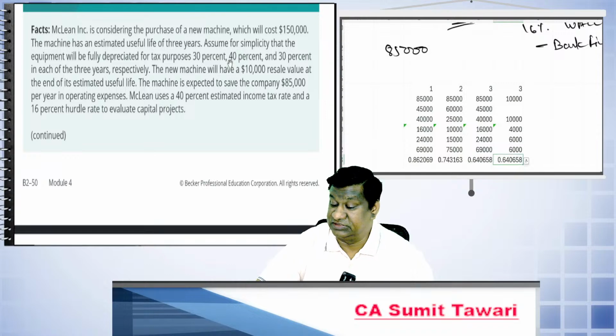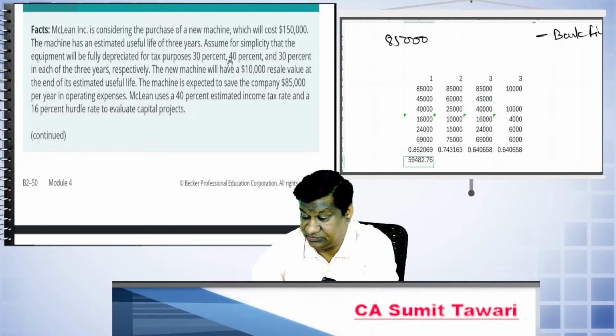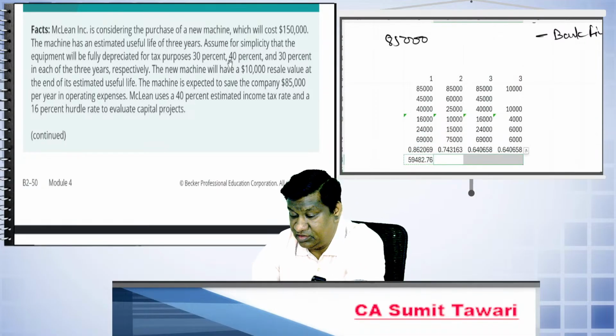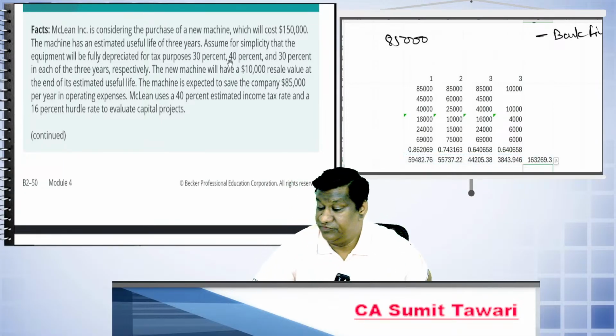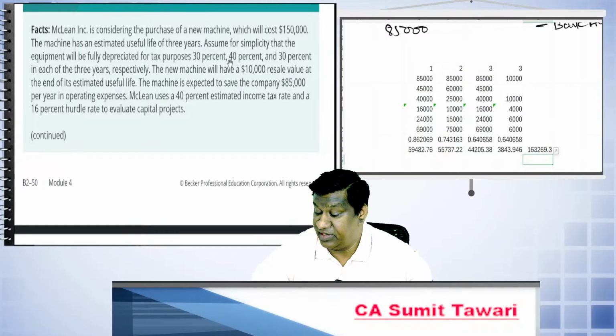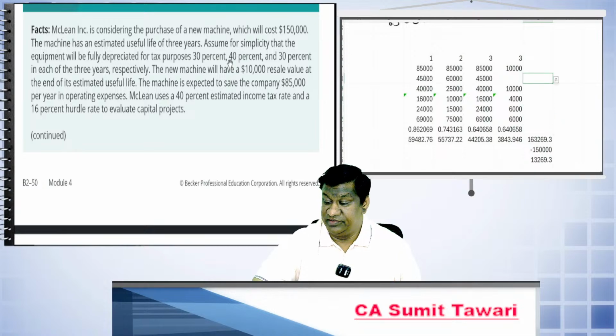For third year, it is the same. Okay, so then 69,000 multiplied by 86, this one. So my total net cash inflow is this one, which is 163. And then my investment is 1,50,000. So net present value is 13,269.